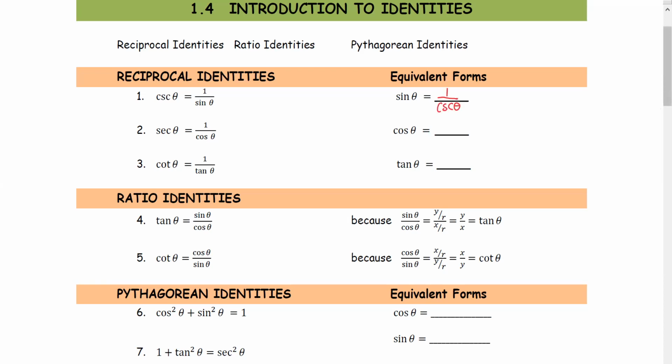The second one, the secant theta, is 1 over cosine theta, or the reciprocal of the cosine theta. Therefore, the cosine theta is also the reciprocal of the secant theta. Number 3, the cotangent theta is the reciprocal of the tangent theta, or 1 over tangent theta. Therefore, the tangent theta is the reciprocal of the cotangent theta.